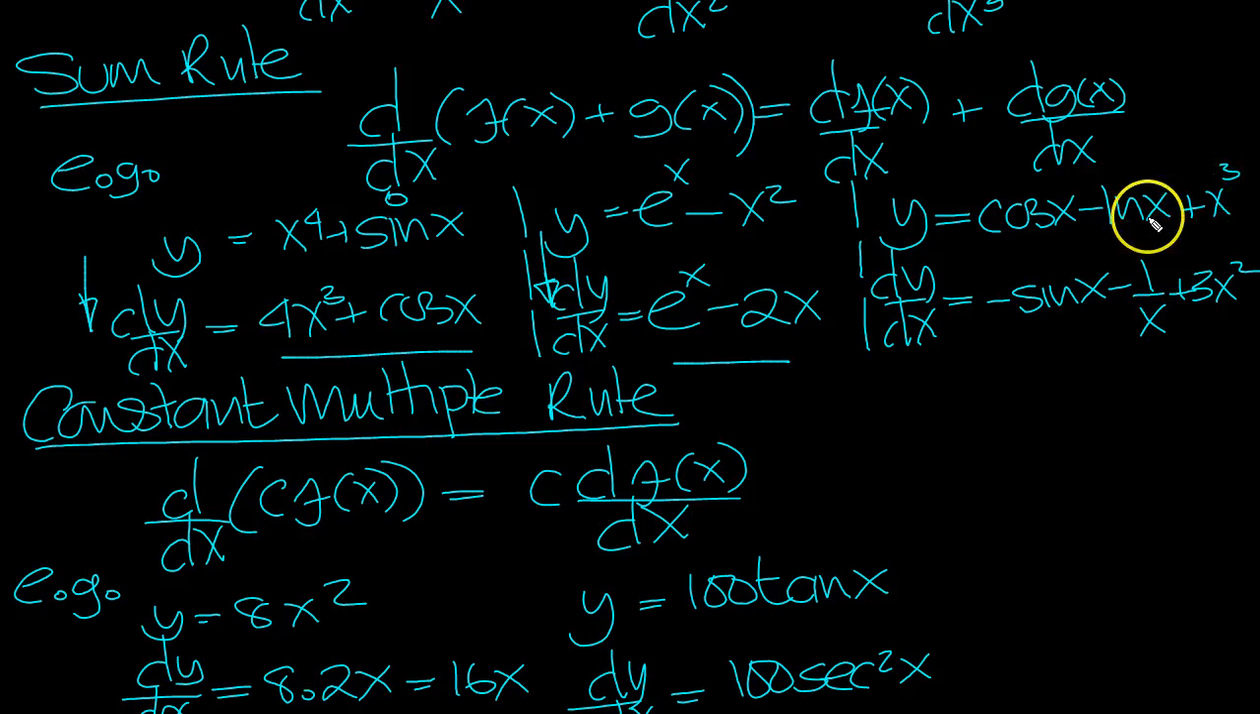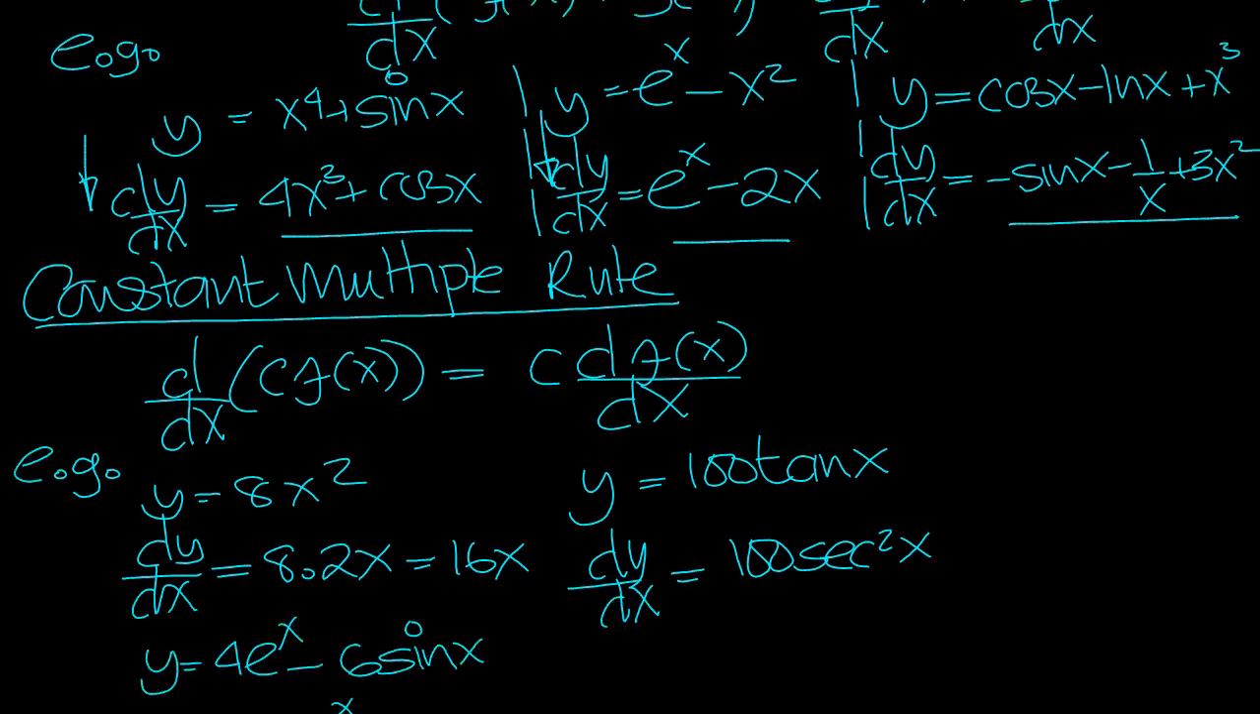Differentiate this, run along the row, differentiating term by term. Cos goes to minus sine. Log goes to 1 over x with the minus, and 3 comes down using the power rule, x to the 1 less than 3, which is 3x squared. So that's what we do there.